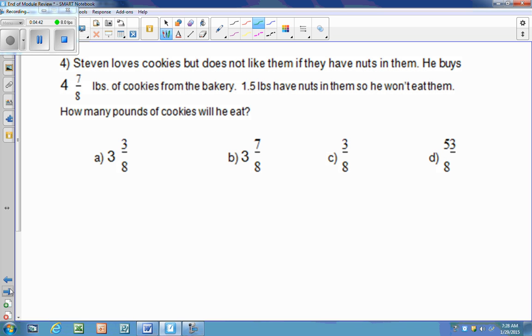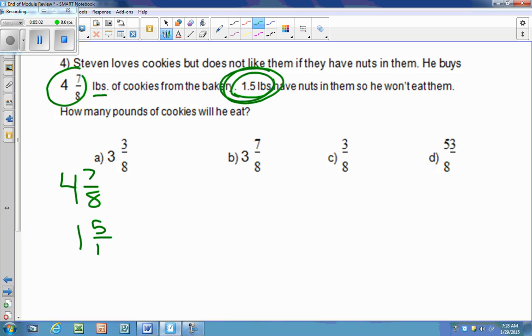Number 4, Stephen loves cookies but does not like them if they have nuts. He buys 4 7/8 pounds of cookies from the bakery. 1 5/10 pounds have nuts in them, so he won't eat them. How many pounds will he eat? So I have 4 7/8. The next number is this 1 5/10 as I read it. So that's 1, and 5/10. So I'm going to subtract them.